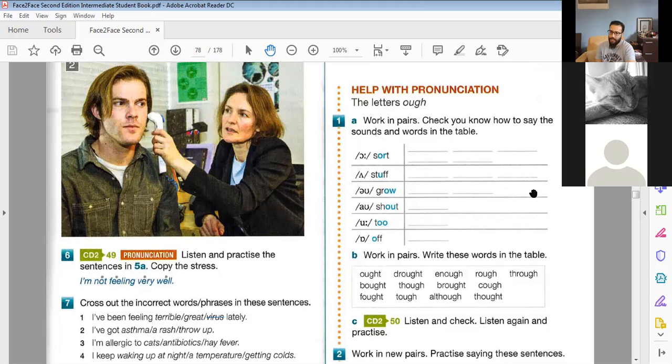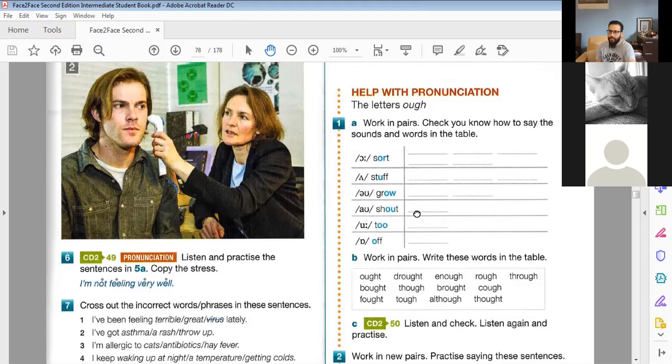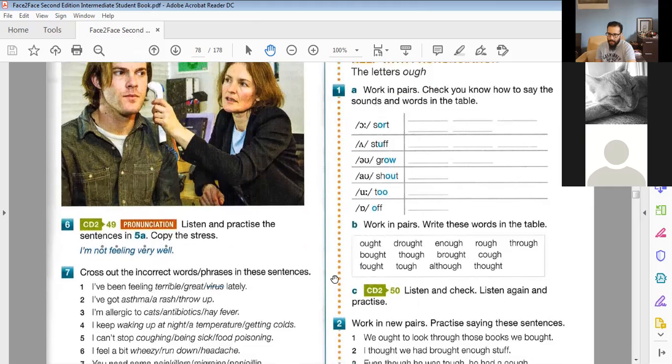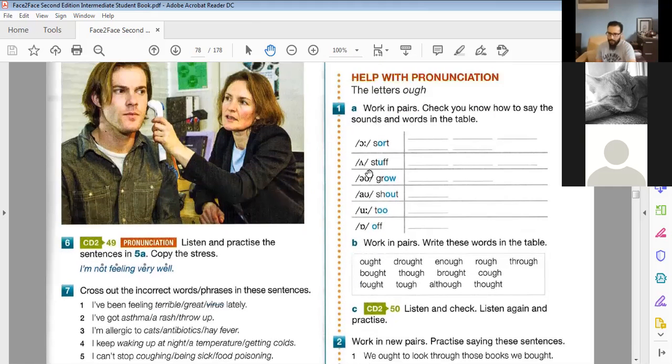Okay, yeah. So it's a problem, I think, in Libya. Okay, now we have a little mini pronunciation exercise. I think it's not too boring. It's a nice one, this one. These letters are very problematic. The O-U-G-H.